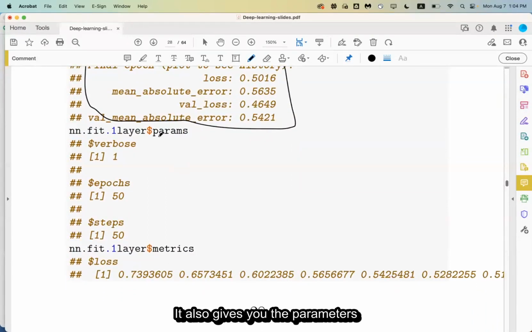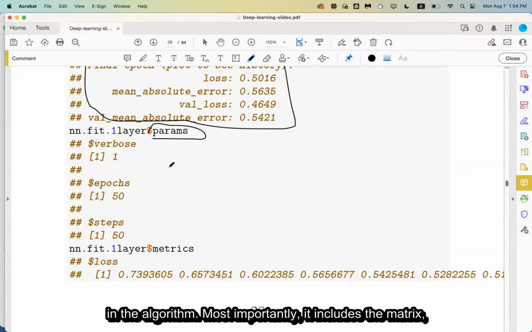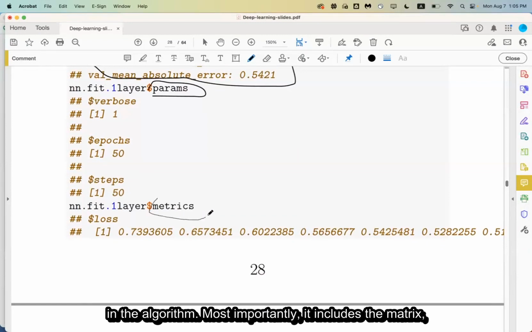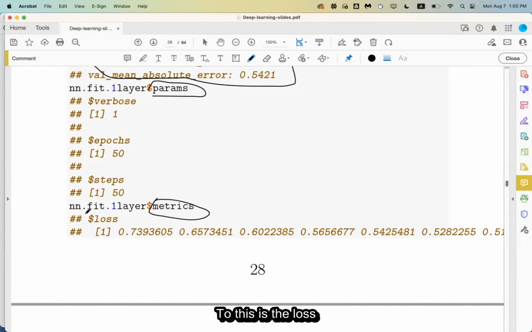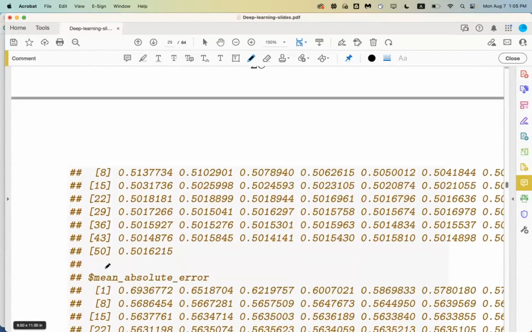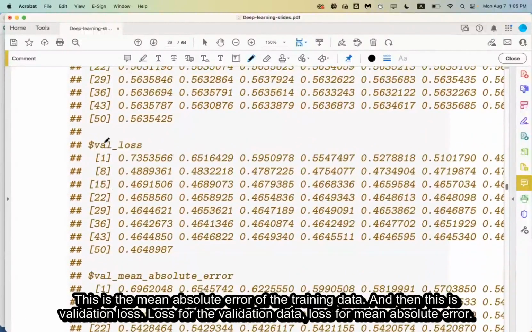It also gives you the parameters you used in the algorithm. And most importantly, it includes the metrics you used in evaluating your model. So this is the loss for the training data. This is the mean absolute error for the training data. And then this is the validation loss, the loss for the validation data, and the mean absolute error.